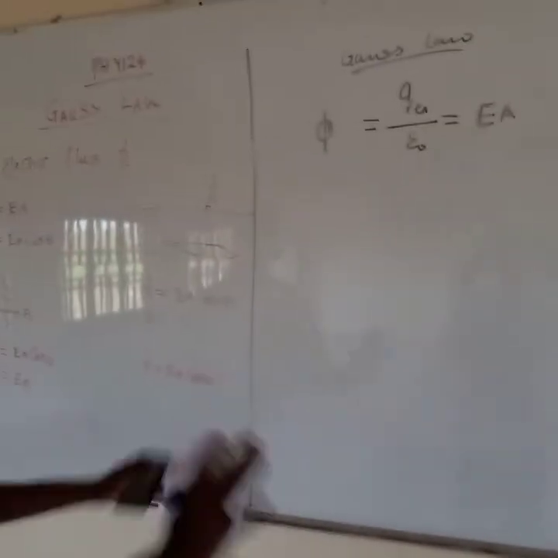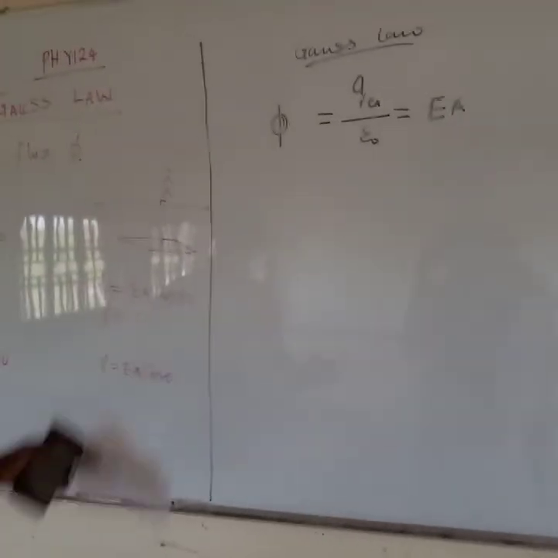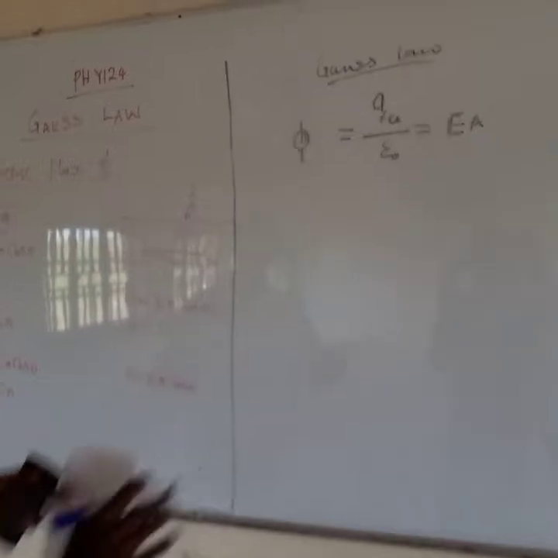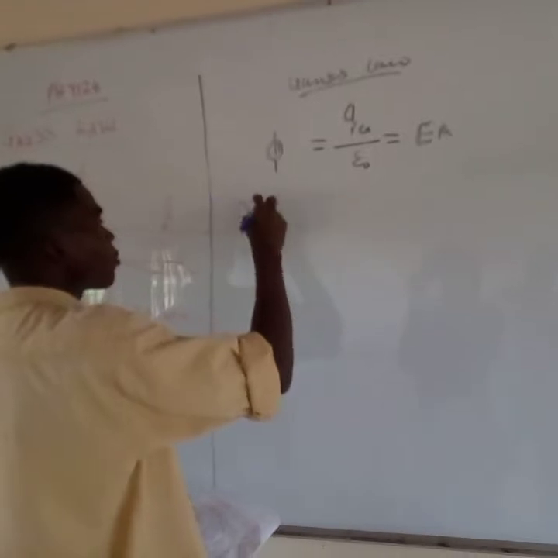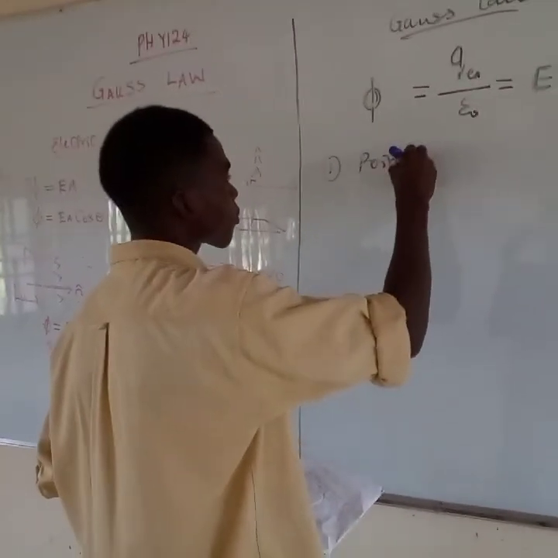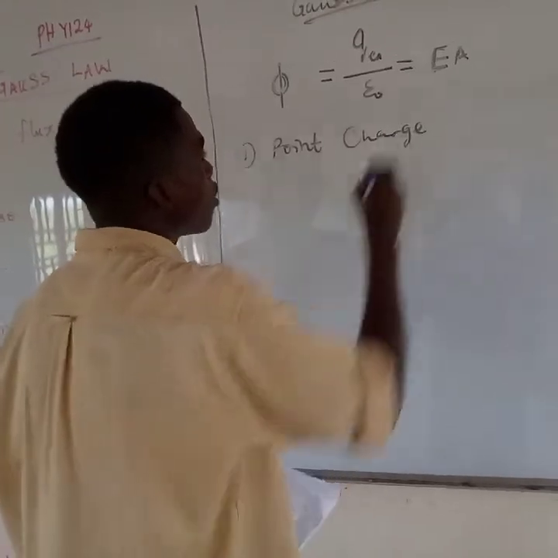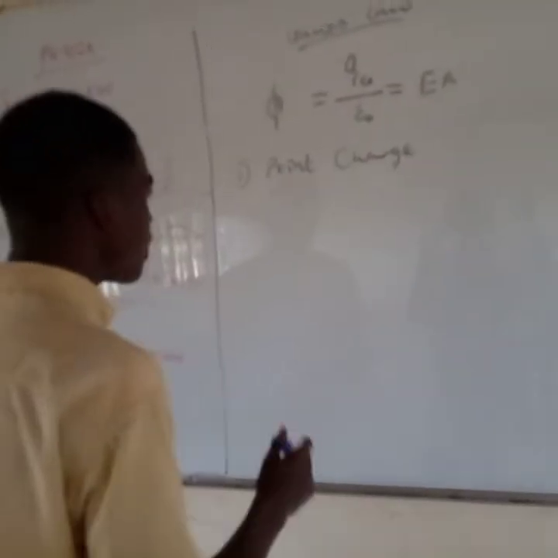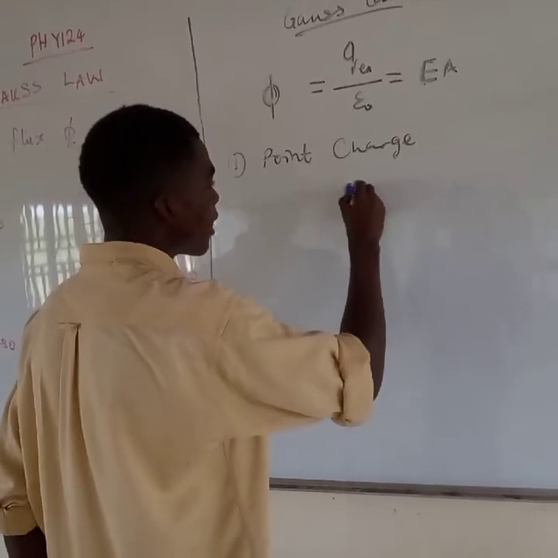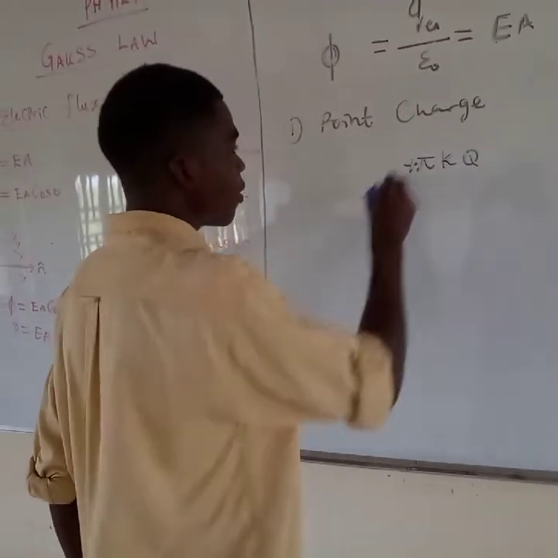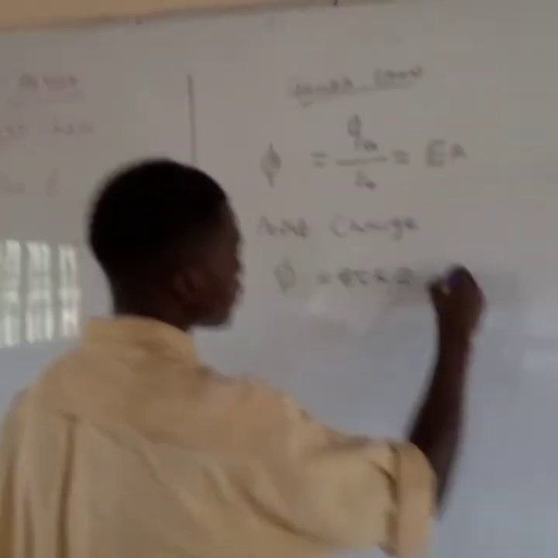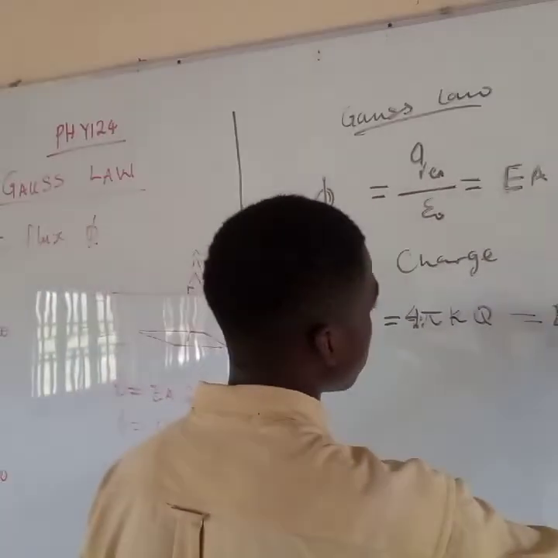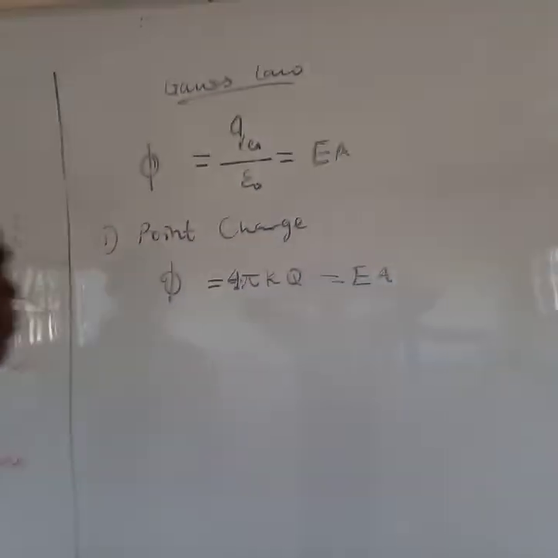Now, everything here talks about Gauss law. So I'm going to be giving the application of Gauss law. In the next class, we'll be solving a lot of problems, but now I'm just going to be giving some shortcuts. The first application is Gauss law to point charge. Gauss law to point charge is given by 4 pi kq. Also, this phi can be equal to field times area.